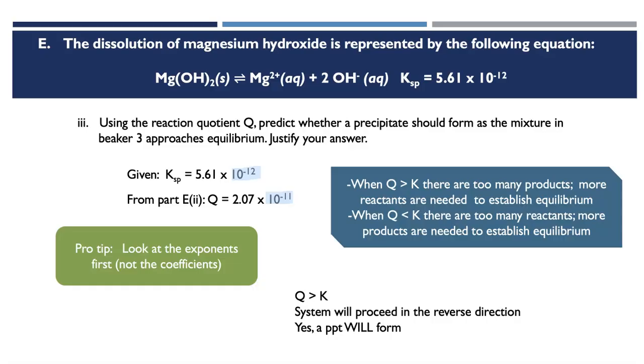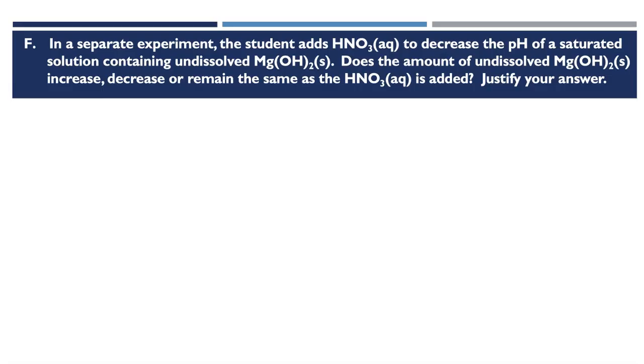So yes, a precipitate would form. So really what you need to write here is Q is greater than K, yes, a precipitate forms. You don't actually have to go into more detail than that. That's what you needed to write to earn the point for E part 3. There's one more part to this problem. It feels like we've been doing it for a long time.